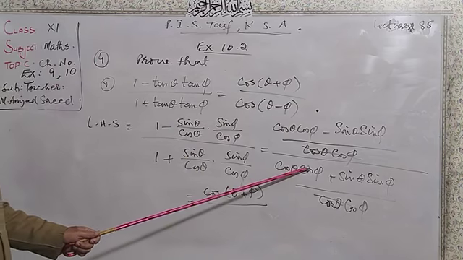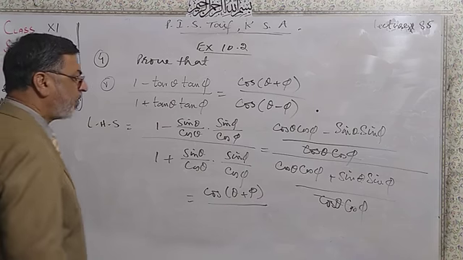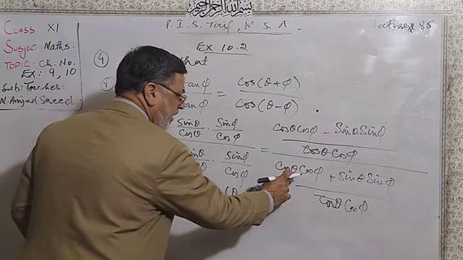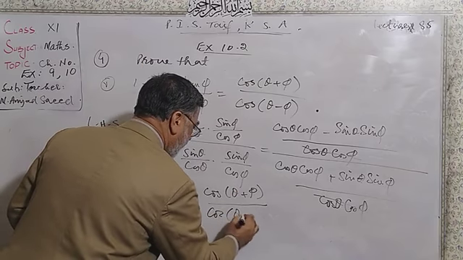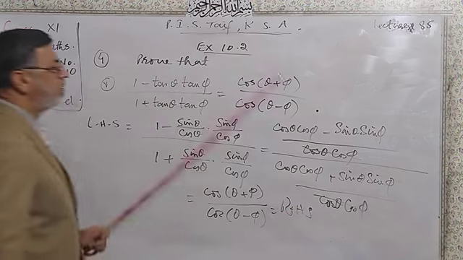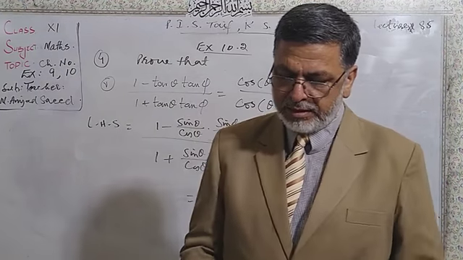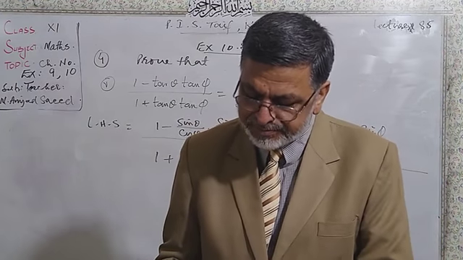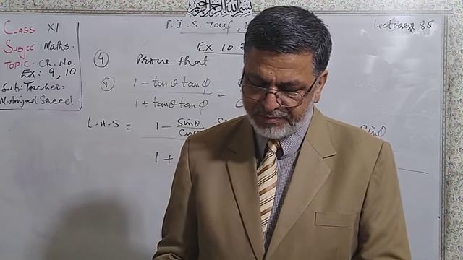Similarly, cos alpha cos beta plus sine alpha sine beta is cos of alpha minus beta. Alpha means theta, beta means phi. So here is cos of theta minus phi, that is your right hand side. That was your question number 4. After that we have question number 5.